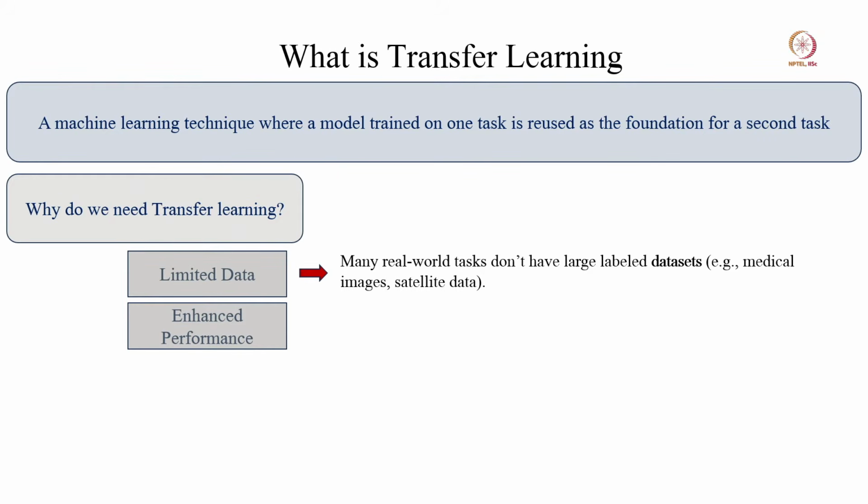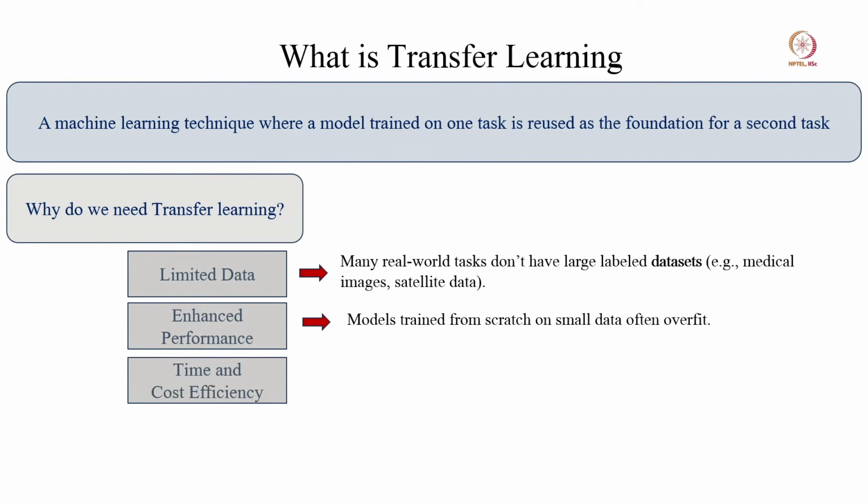It enhances the performance because models trained from scratch on small data often overfit. When we have a model which is already trained on a bigger data set, we can use that one for some other task. If we have a small data set for a specific task and we use only that data set to train a model from scratch, then it becomes very limited and it can overfit. So, using transfer learning enhances performance, particularly for tasks which have a small data set.